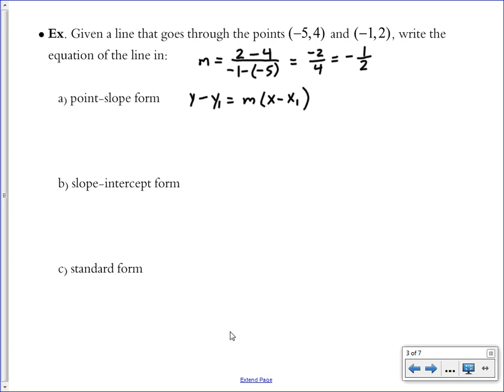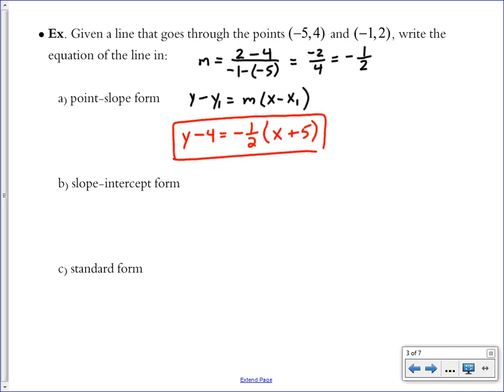And for x1, y1, I can use either of the 2 points that I'm given. So I'll use the negative 5, 4. Y minus 4. My m was negative 1/2. In parentheses, put x plus 5 because it's minus a negative. And there's the answer to question A.